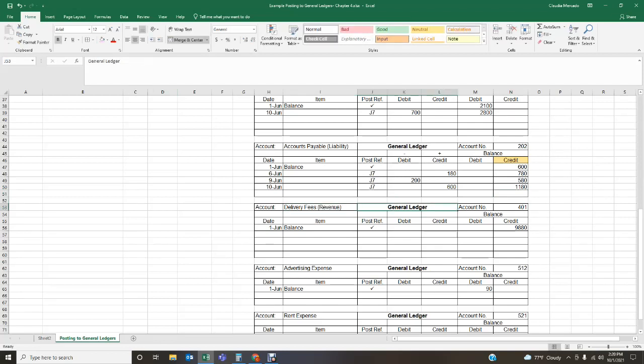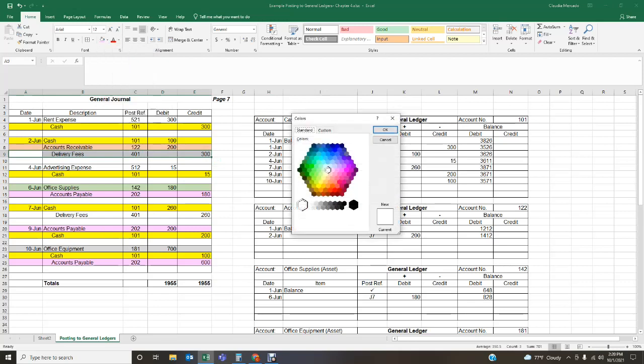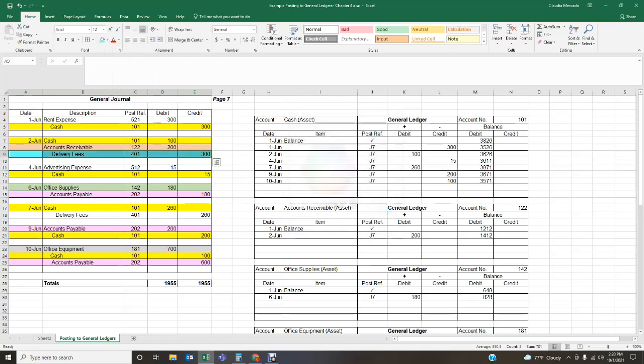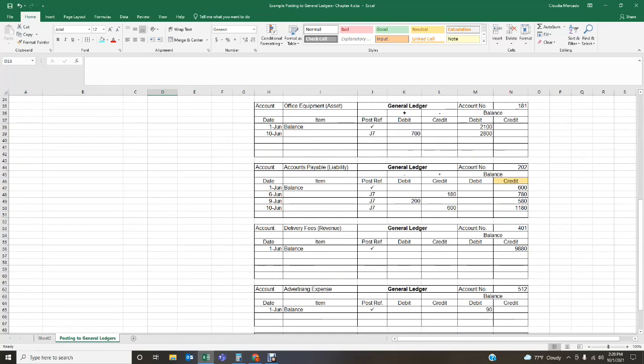For delivery fees, we had a balance of 9880. This is where we generate income. So we're going to look for account number 401. So we have one transaction. Now, delivery fees, revenue account. The normal balance is a credit.